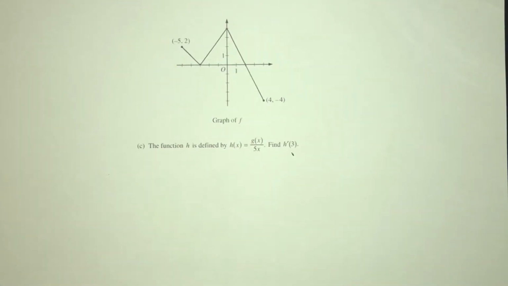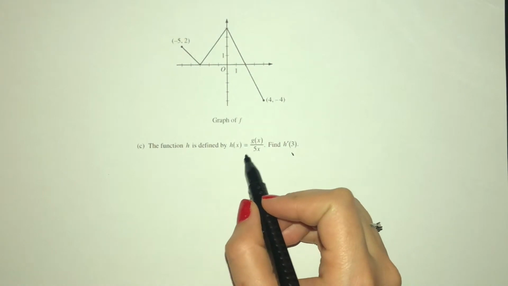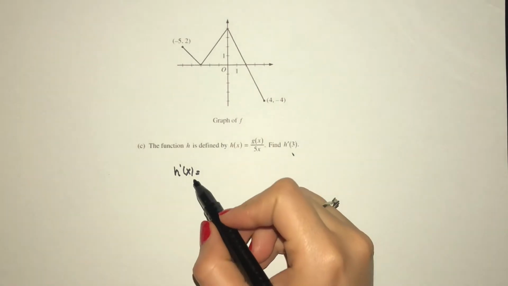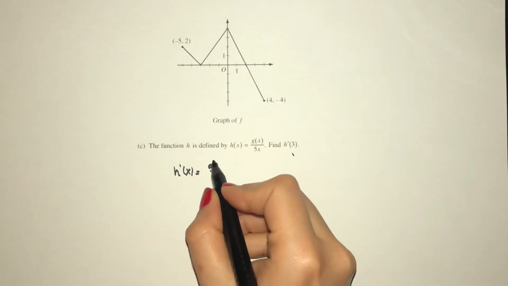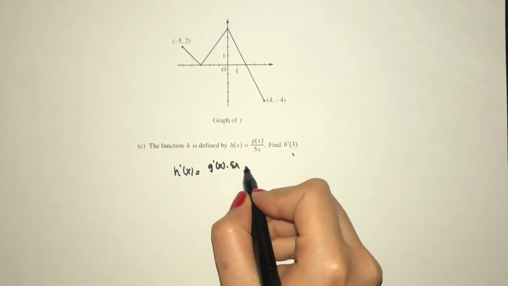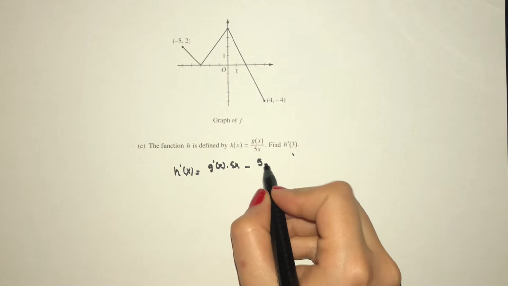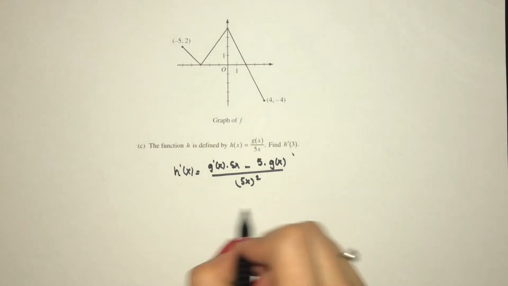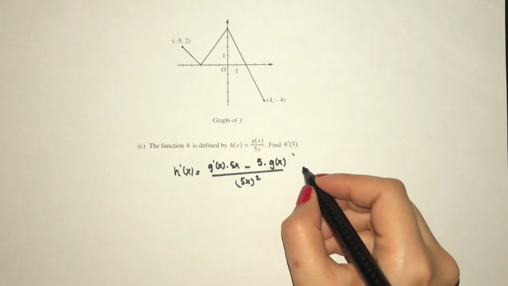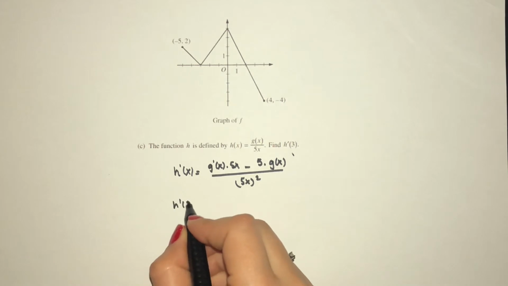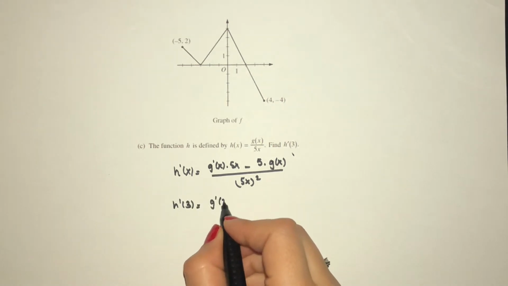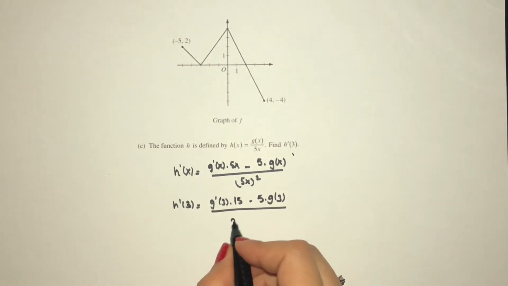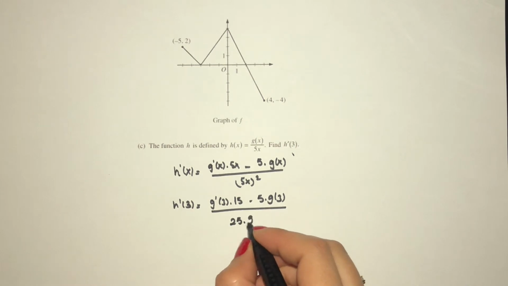Part C. The function h is defined by h of x equals g of x over 5x. Find h prime 3. h prime x equals g prime x times 5x minus the derivative of 5x, which is 5, times g of x, over 5x squared. I wrote according to the quotient rule. And h prime 3 equals g prime 3 times 15 minus 5 times g of 3, over 25 times 9.